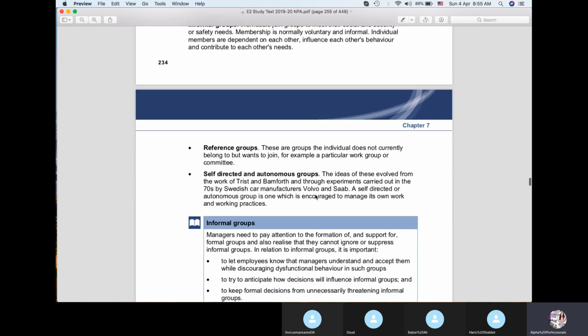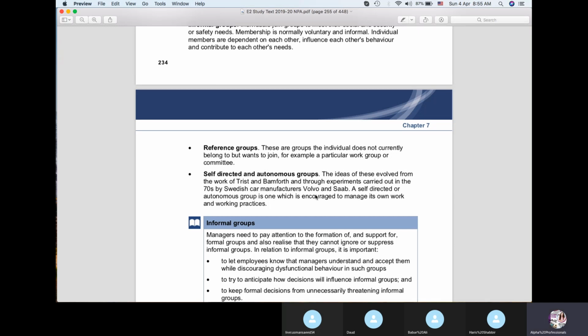And then the reference groups. These are groups the individual doesn't currently belong to but wants to join, for example, a particular work group or a committee. Like there is a team which is already working, and someone wants to join them. That's called the reference group.